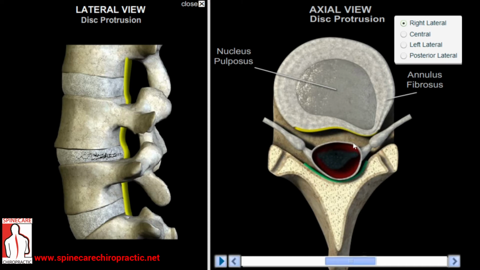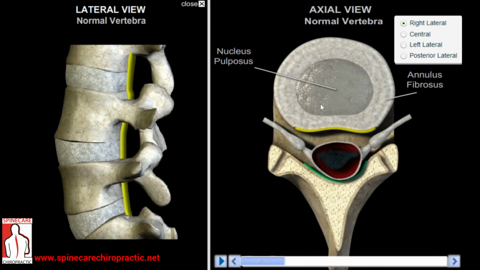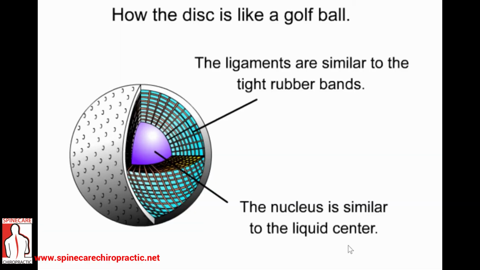So the second objective is to continue to treat the disc so that it can make as close to a full recovery as possible. So how do we actually go about treating a slip disc? This is how it looks. As I mentioned just before, the nucleus, the inner material, is like a liquid in the center, and outside is like a ligament or cartilage material.